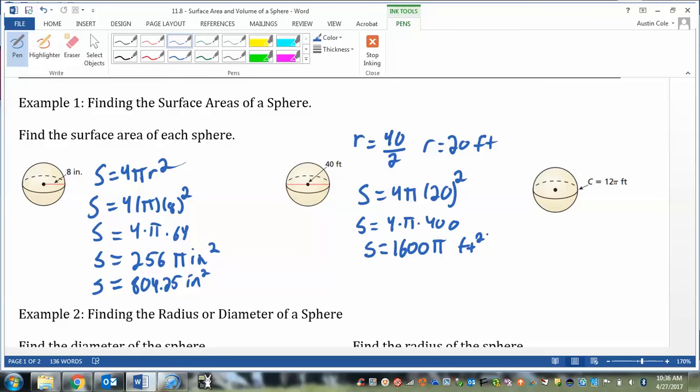Okay, anybody have an approximation for that yet? 5,026.55 feet squared. Okay.